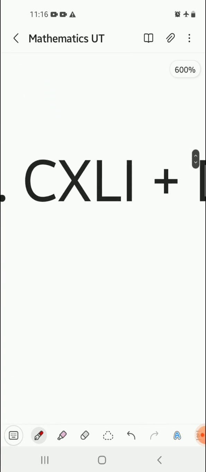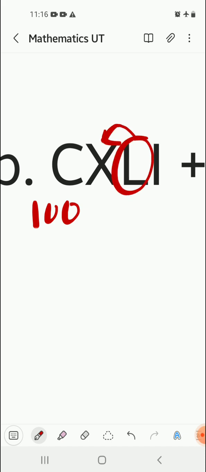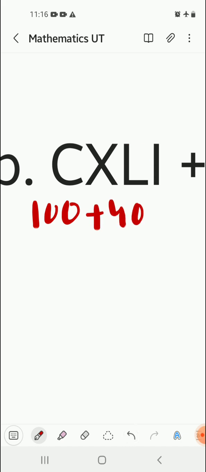See, first we are going to convert this into the equivalent Hindu-Arabic number. So we have got C, which is 100. Again, XL. L is for 50, and to the left of it we have got X, which is 10. So XL together is 40, plus 1. So the number becomes 141.